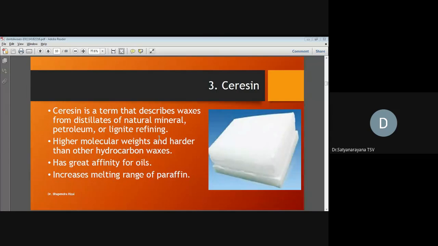The next wax is your Ceresin. Ceresin is a term that describes waxes from distillates of natural minerals, petroleum, and lignite refinings. Higher molecular weight and harder than your other hydrocarbon waxes, has greater affinity for oils. It is usually added to increase the melting range of your paraffin.